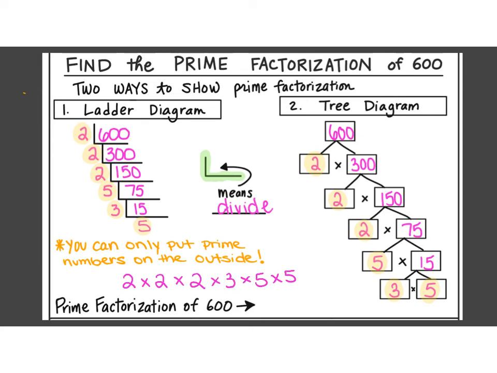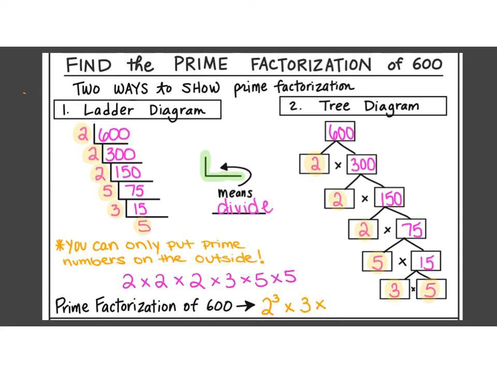Now that I've written my expanded form, I'm going to look for any duplicate numbers and write out the prime factorization of 600 in exponential form. I see 3 2's, so 2 would be my base number, and it's multiplied out 3 times, so 3 is my exponent. Then we'll multiply it by our 3.